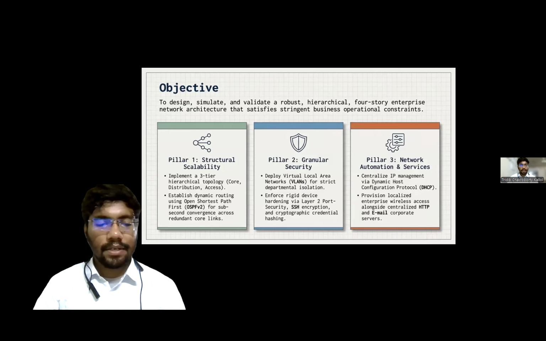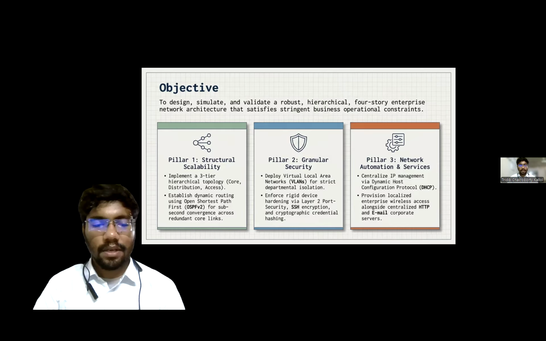First is structural scalability. We implemented a Cisco recommended three-tier hierarchical topology consisting of the core, distribution, and access layer integrated with OSPF version 2 routing to ensure subsequent path coverage and redundancy. Second, granular security. Because this is a financial firm, department isolation is non-negotiable.